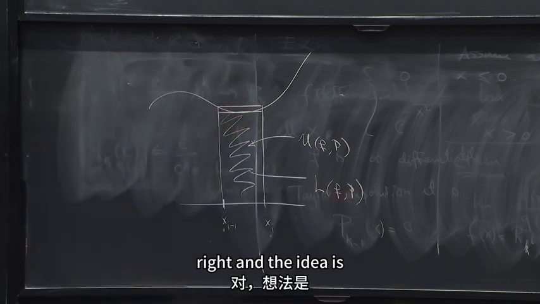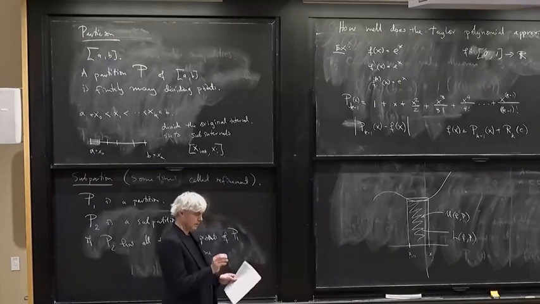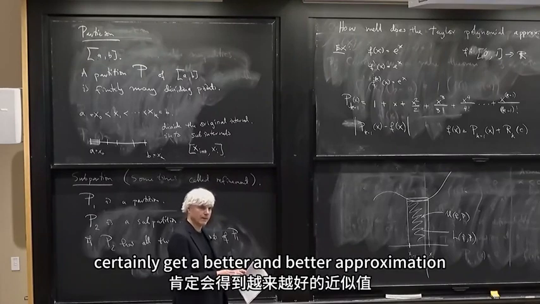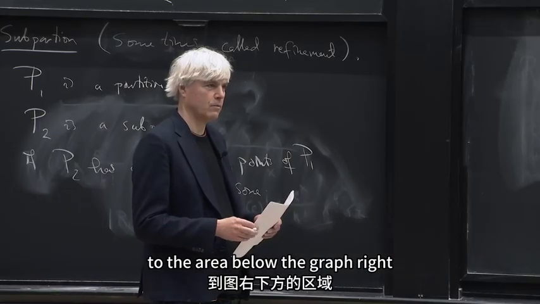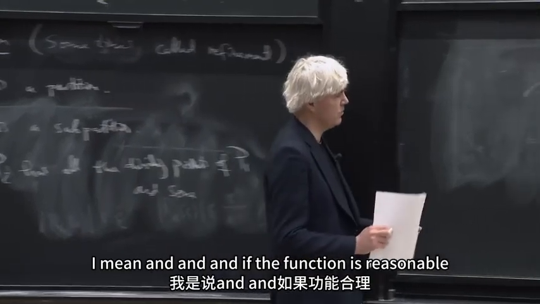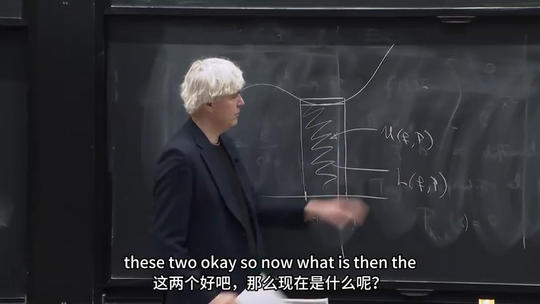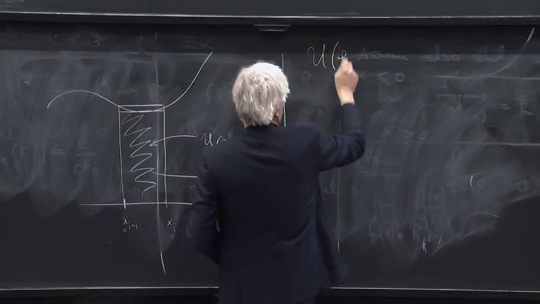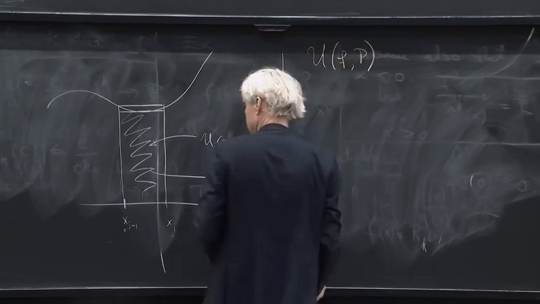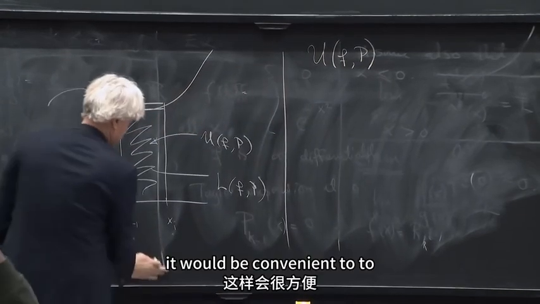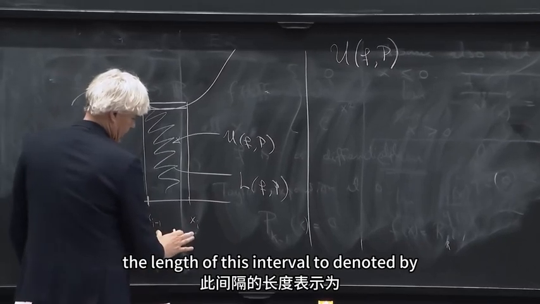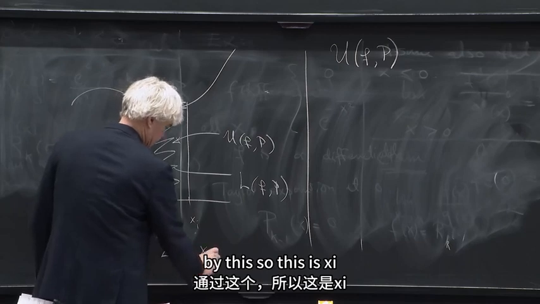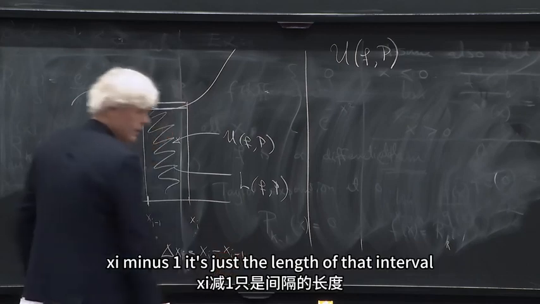And the idea is that if the function is reasonable, and you're looking at finer and finer partitions, then you should certainly get a better approximation to the area below the graph, right? Now let me define this. It would be convenient to denote the length of this interval by this, xi minus xi minus 1. It's just the length of that interval.